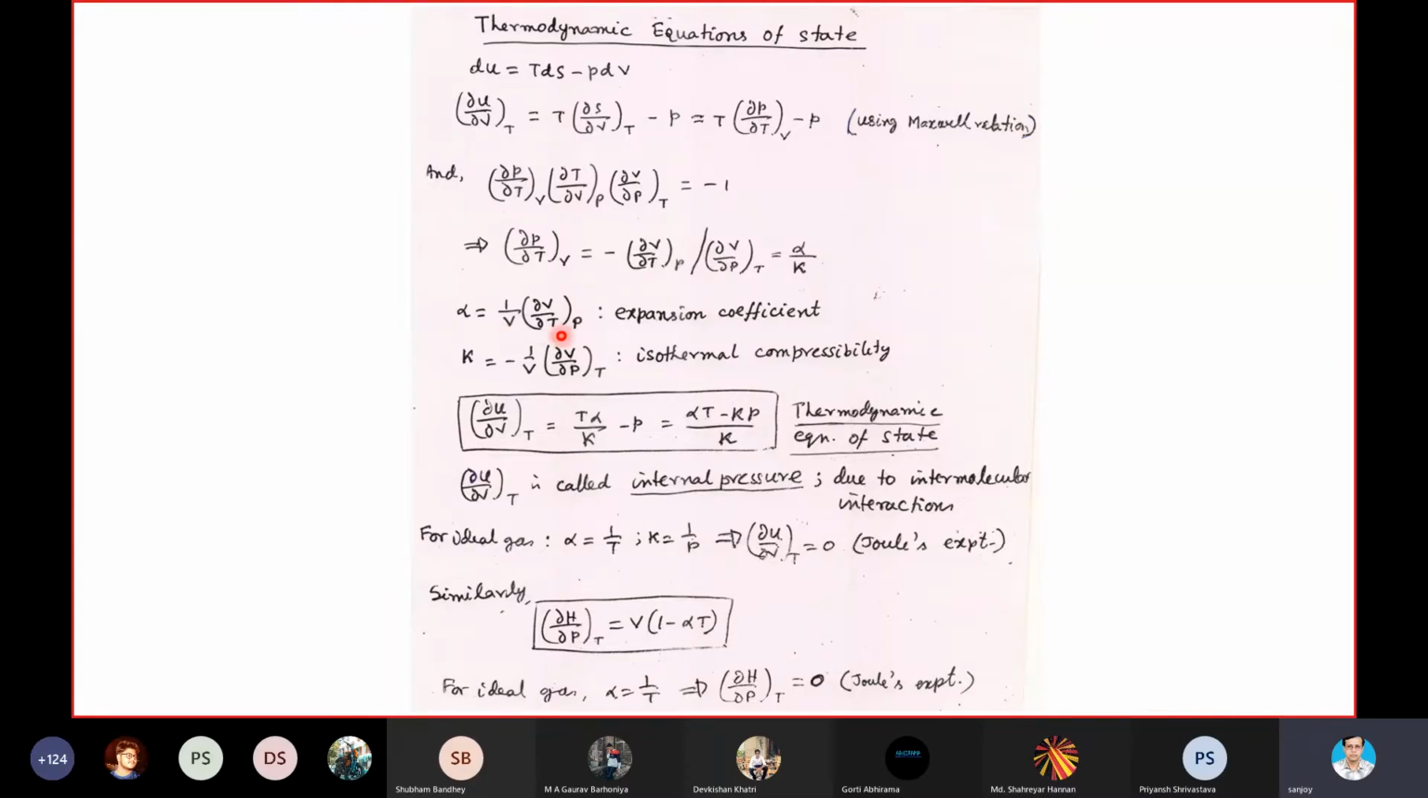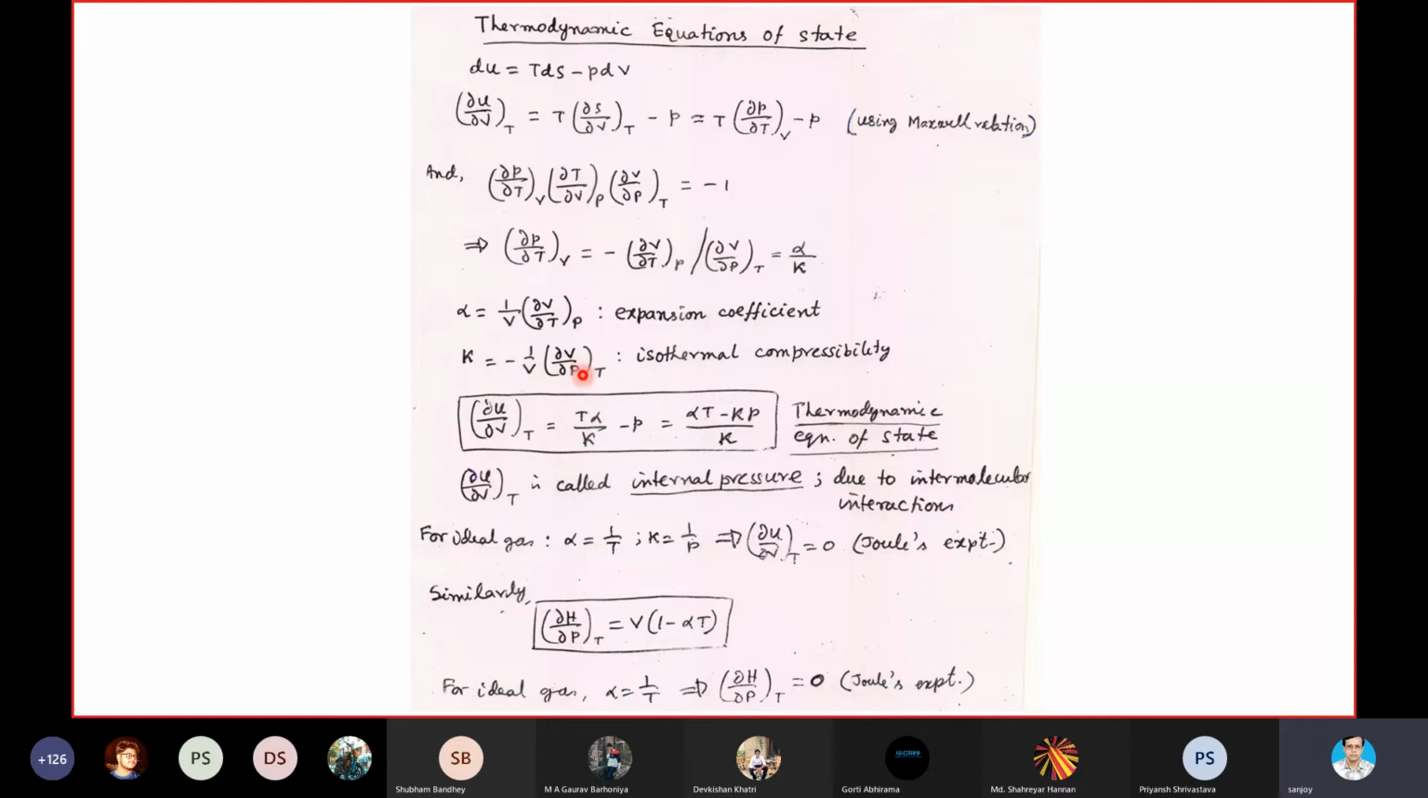Okay. So if you increase the temperature, then the system volume increases. Therefore, this is called the expansion coefficient. Okay. Rate of change of volume with temperature per unit volume. This is a quantity known as alpha.